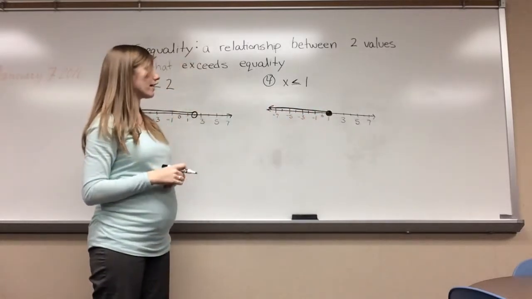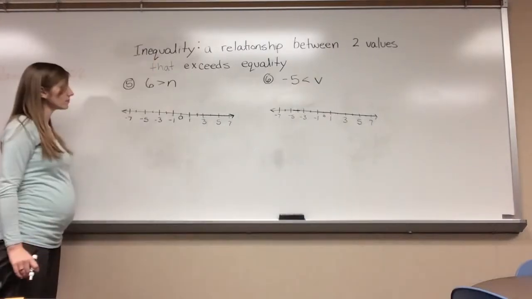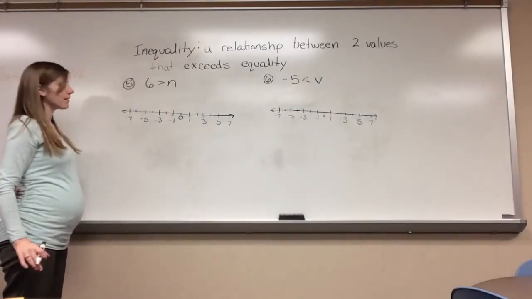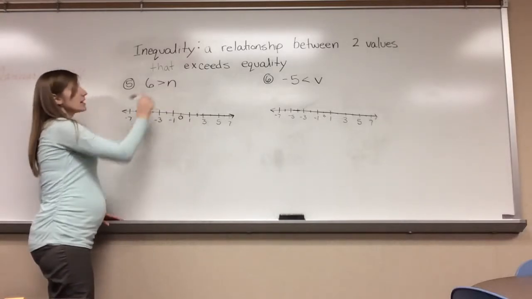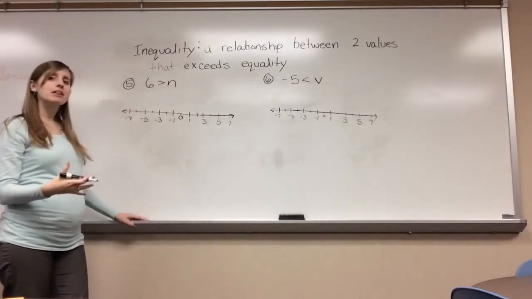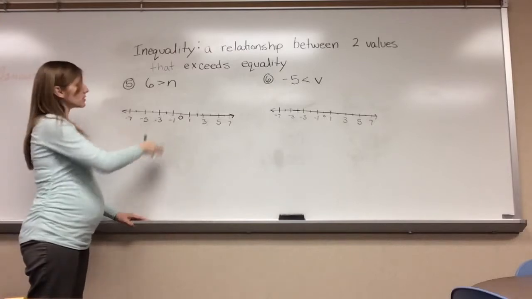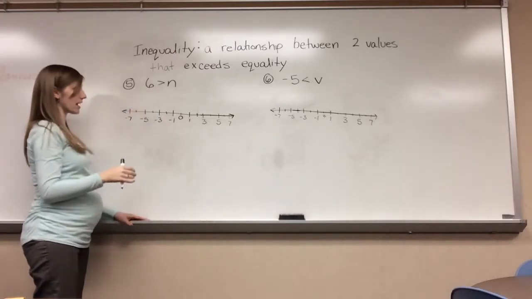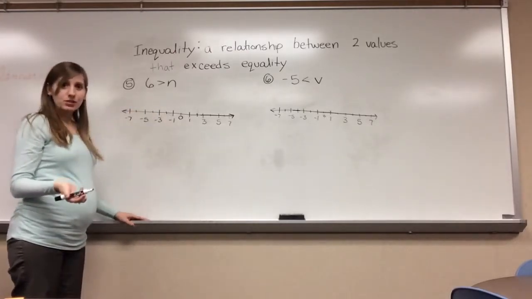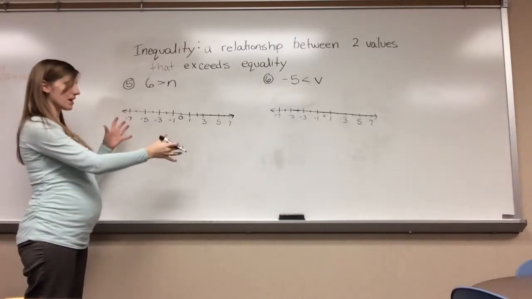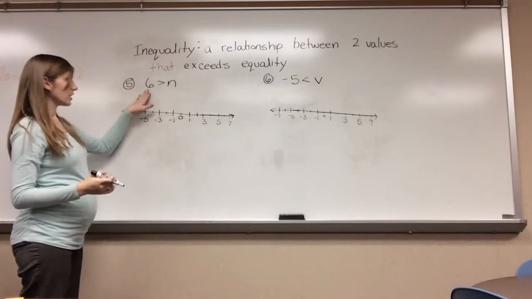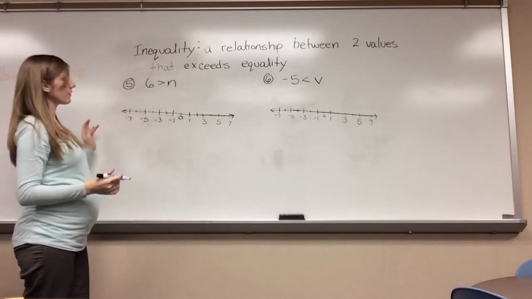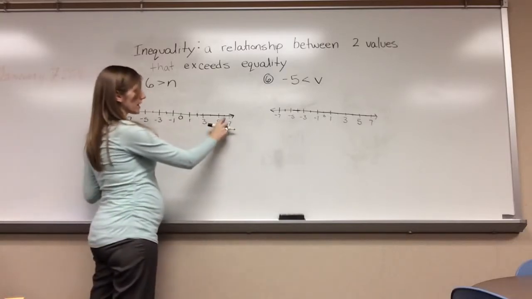And that would be my graph for problem number 4. For problem number 5, our inequality is 6 is greater than n. Now this looks a little bit different because we've been used to seeing inequalities where the letter is on the left-hand side. So let's first start with our starting point on our number line. We're starting with 6. That's the number that we're given. So I know that I need to put a point at 6.